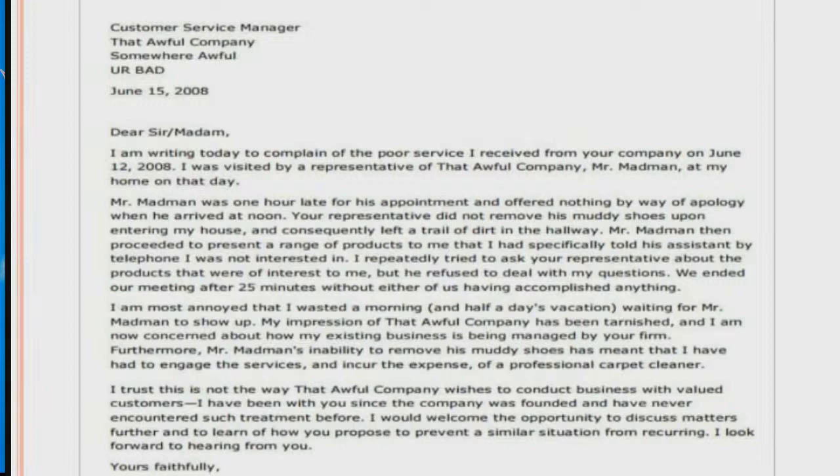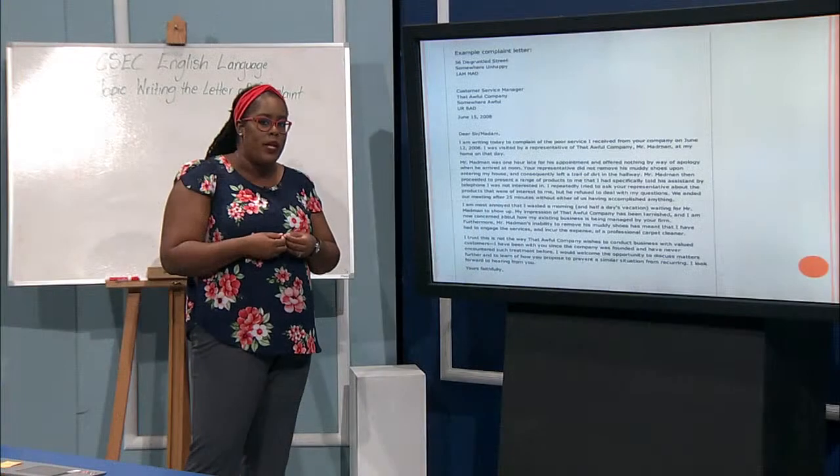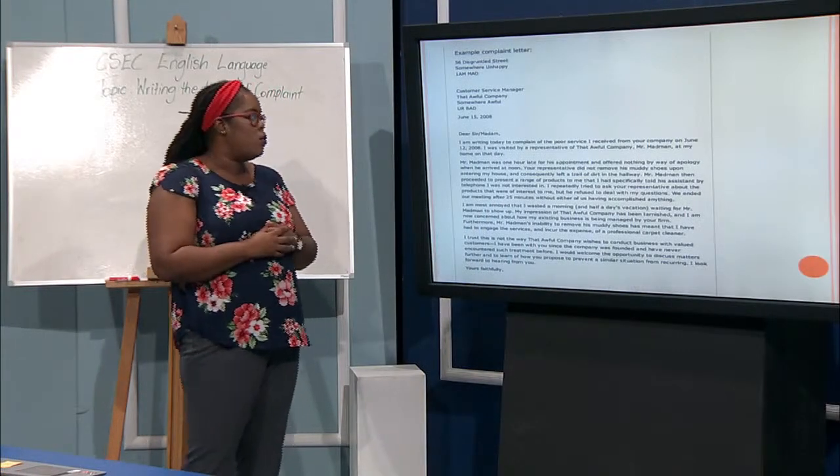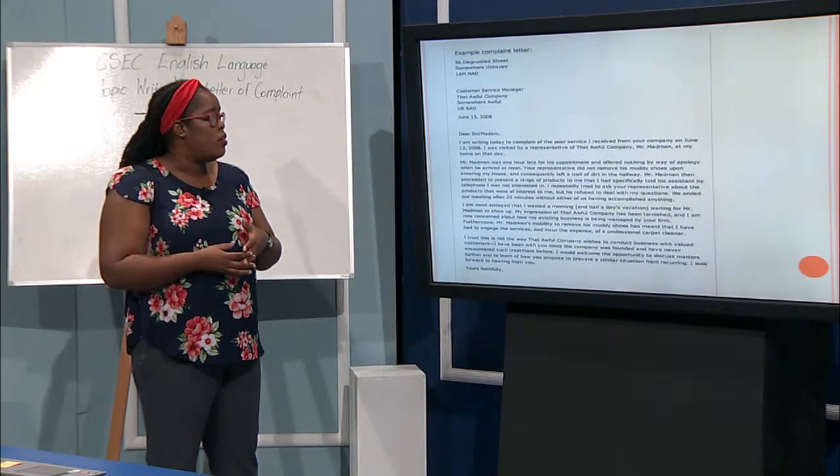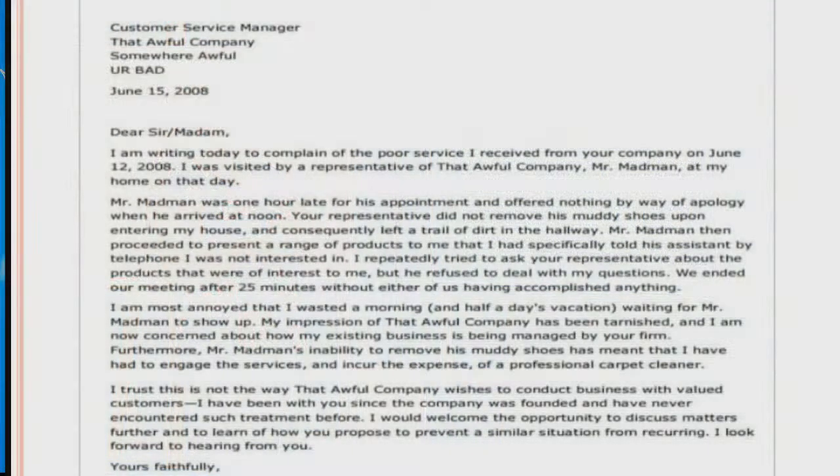Now, as I mentioned before, if you do not know the name of the person to whom you are writing your letter of complaint, that is fine. This person does not know the name of the person they are writing to, so they just included customer service manager, that awful company, somewhere awful, URBAD. So they just included the person's position and the name and address of the company. Dear Sir, Madam.